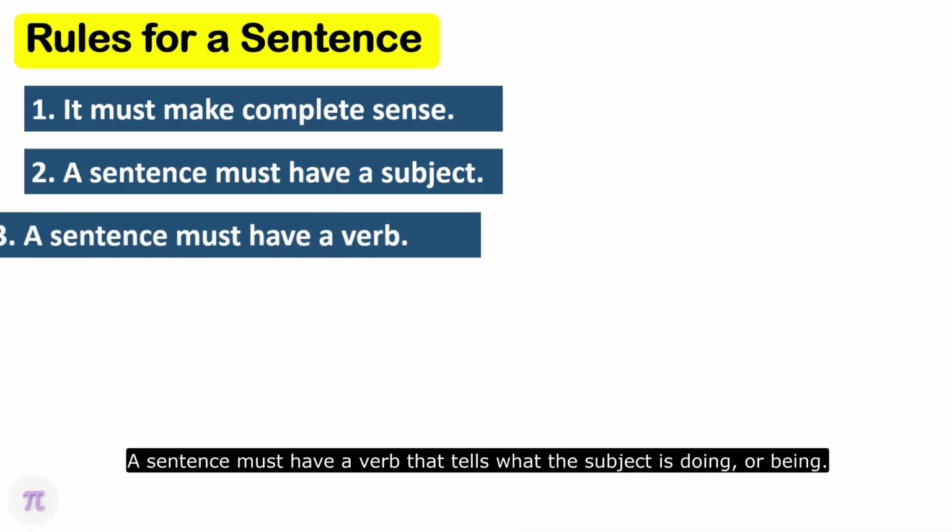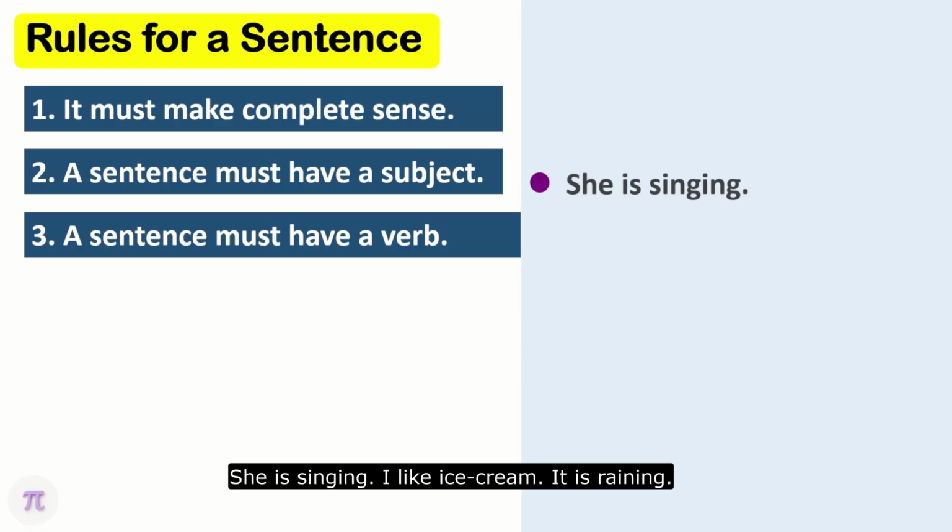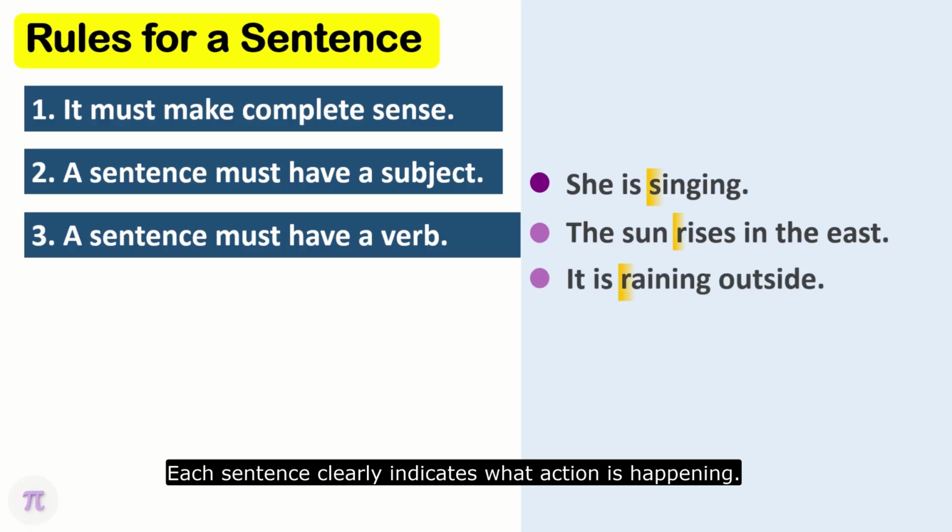A sentence must have a verb that tells what the subject is doing or being. She is singing. I like ice cream. It is raining. Each sentence clearly indicates what action is happening.